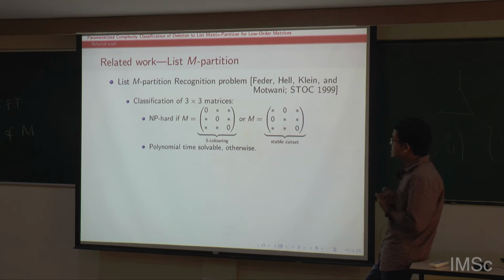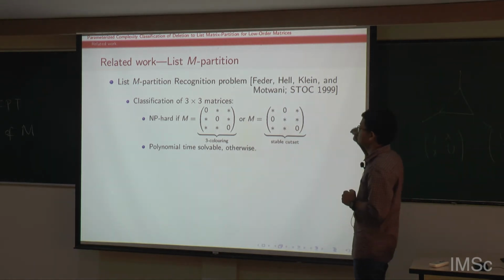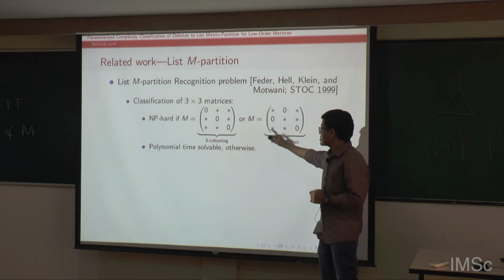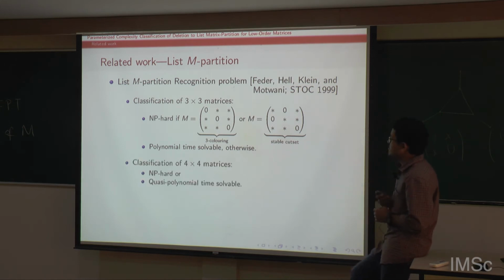So he and his colleagues studied the list M-partition recognition problem and proved a number of results. One was the classification of small matrices, and they showed that for 3 cross 3 matrices, the recognition problem would be NP-hard if it contains 3 coloring, this matrix, or this matrix as a 3 cross 3. So if it is this or this, then it's NP-hard, otherwise polynomial time solvable. And for 4 cross 4 matrices, it's going to be either NP-hard or quasi-polynomial time solvable.